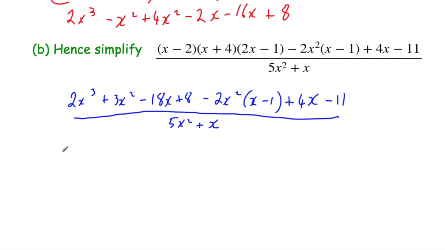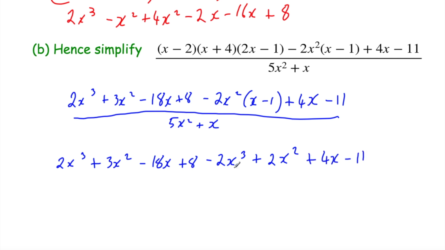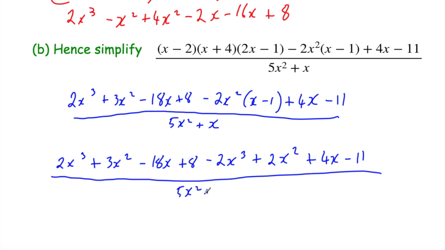So this bit will all stay the same: 2x cubed plus 3x squared minus 18x plus 8. That'll all stay the same. Now we're going to expand the bracket. Minus 2x squared times x would be minus 2x cubed. And minus 2x squared times minus 1 will be, well, negative times a negative is a positive, so it'll be 2x squared. So we've expanded our bracket. The rest of it will stay the same. So plus 4x minus 11, and that's all over 5x squared plus x.